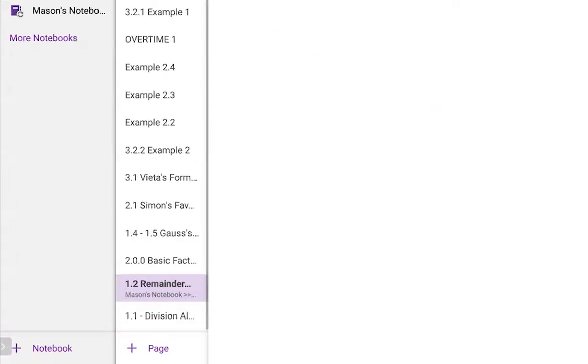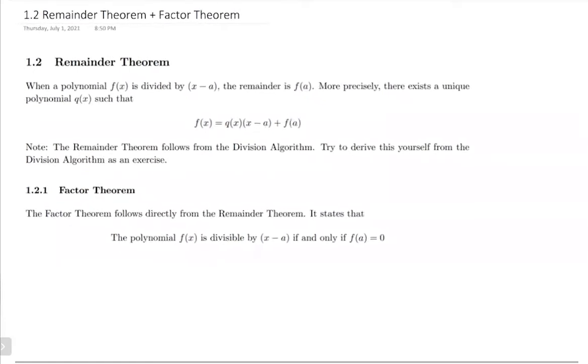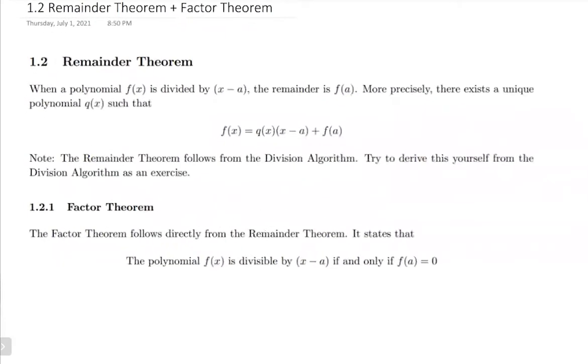All right. For 1.2, we have the remainder theorem, or the factor theorem, which follows from the remainder theorem. So when you have a polynomial f of x that's divided by x minus a, the remainder is f of a. More precisely, there exists a unique polynomial q of x such that f of x is equal to q of x times x minus a plus f of a. And this follows from the division algorithm. You can try to derive this yourself on your own time, but because of time constraints, I will not be deriving it for you guys.